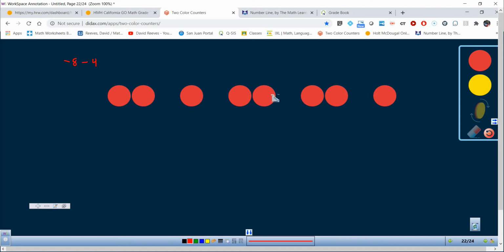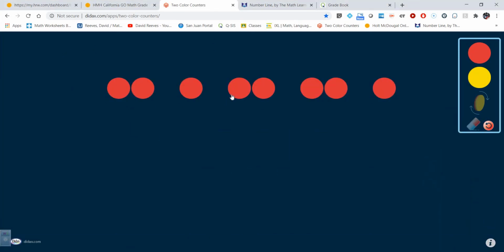1, 2, 3, 4, 5, 6, 7, 8. Negative 8, and I want to take away 4. Well, we have a problem here, right? I want to take away something that I don't have. I want to take away 4 positives.